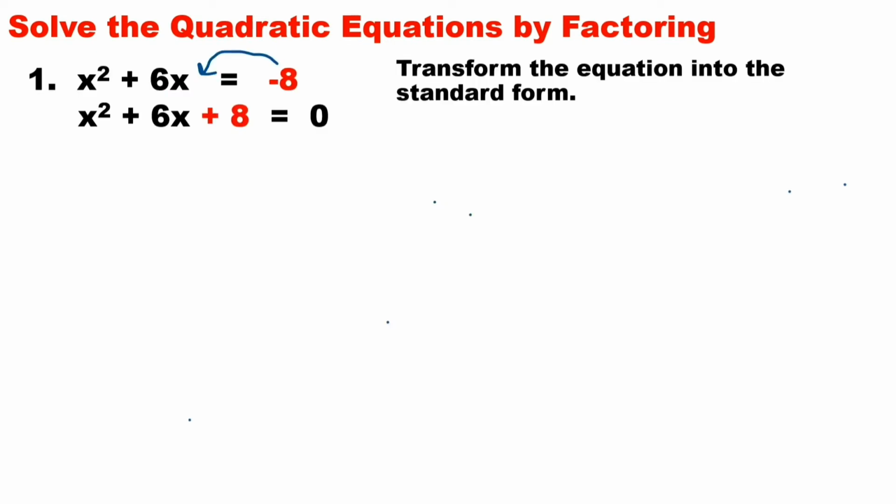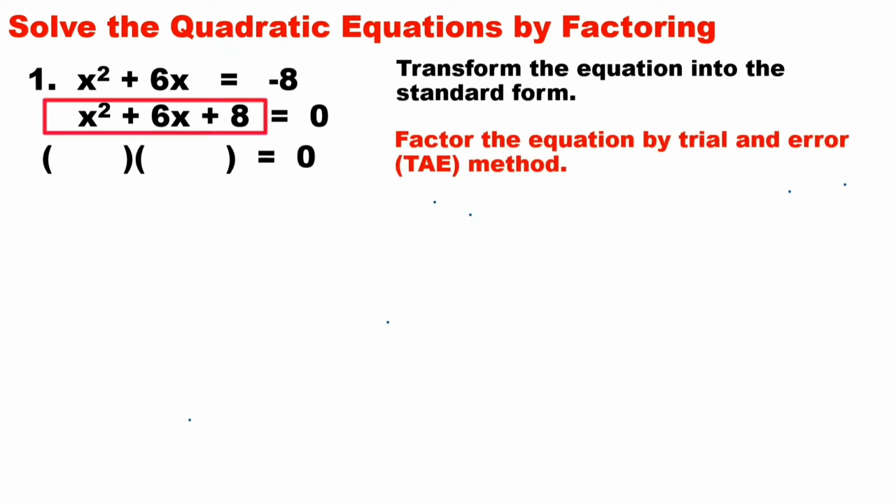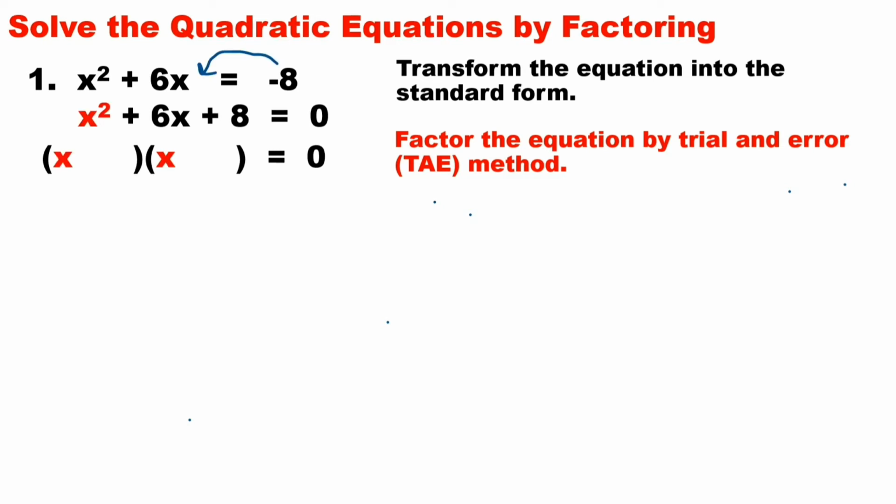First to do is to transform the equation into its standard form by transposing negative 8 from right to positive 8 to the left. Since the quadratic equation is then on its standard form, factor the equation by trial and error or the so-called TAE method. The factor of x squared equals x times x.